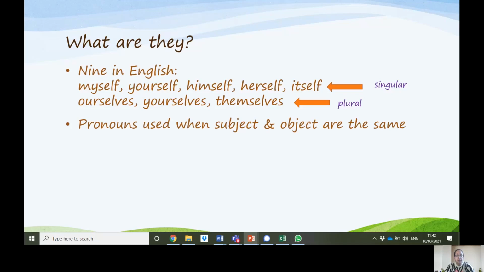We use them when the subject and the object of a sentence are the same. We can use them if the object is a direct object or an indirect object, as long as it's the same as the subject.